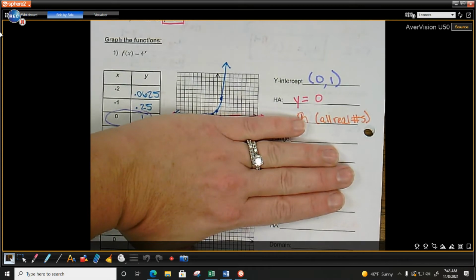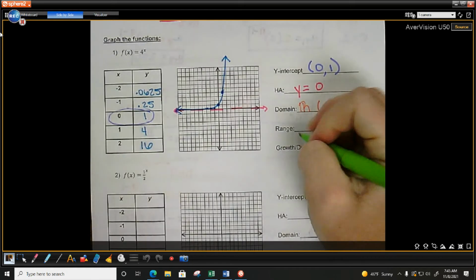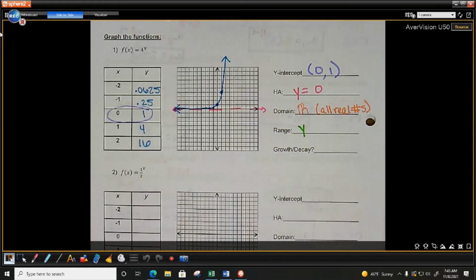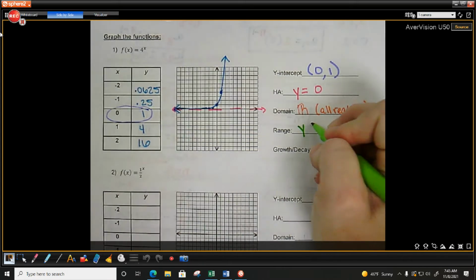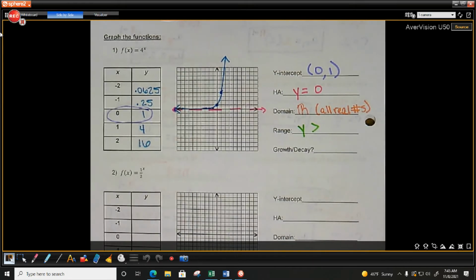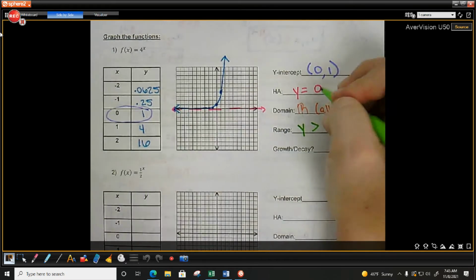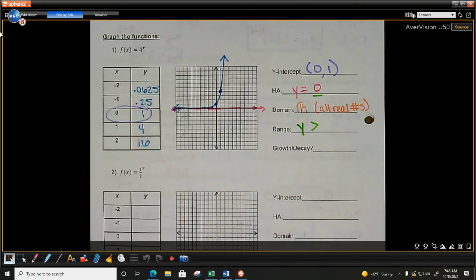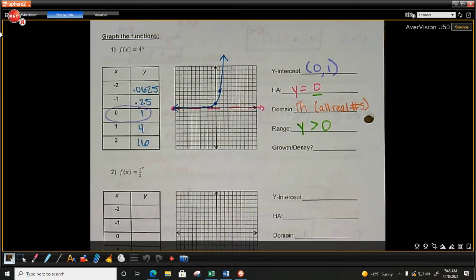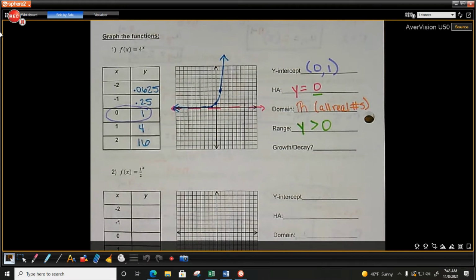Okay, so we're going to do y, because range is y. Do I exist above or below that boundary line? Above. So greater, because we're above it. And what's this boundary line's value? Well, it's the same as your horizontal asymptote, which is what? 0. Can you equal 0? No, we're not equaling 0. We're getting very, very close to 0, but we're never equaling 0. Okay? Are we okay with that?